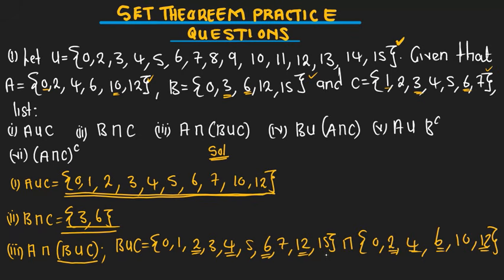You discover that you're going to get a set of even numbers. So A intersection the open bracket of B union C is going to give you this particular set: 2, comma, 4, comma, 6, comma, then 12. And basically this becomes your set.